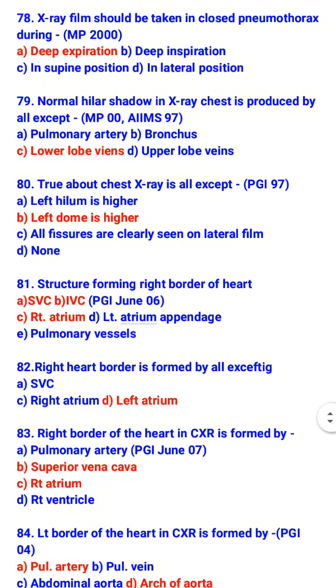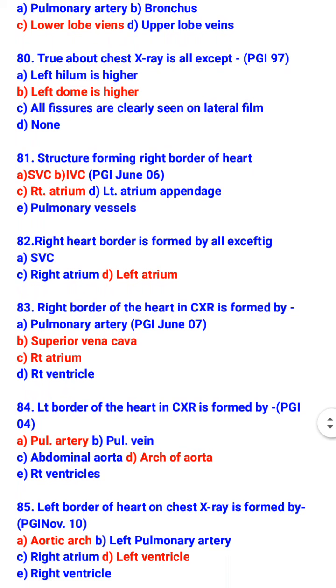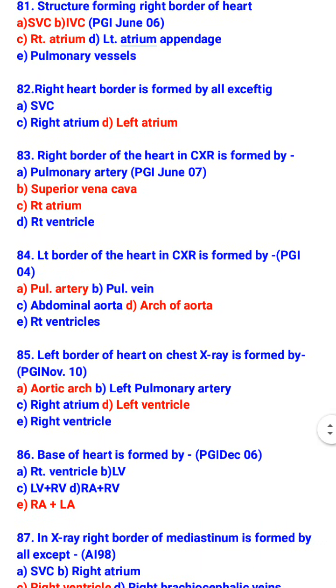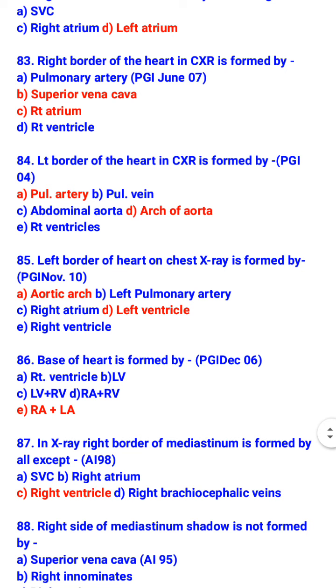Structures forming the right border of heart are superior vena cava, inferior vena cava, and right atrium. Right heart border is formed by all except left atrium. So right heart border is formed by superior vena cava and right atrium. It is also formed by inferior vena cava. Right border of the heart in chest X-ray is formed by superior vena cava, right atrium. Left border of the heart in chest X-ray is formed by pulmonary artery and arch of aorta. Left border of heart on chest X-ray is formed by aortic arch and left ventricle.